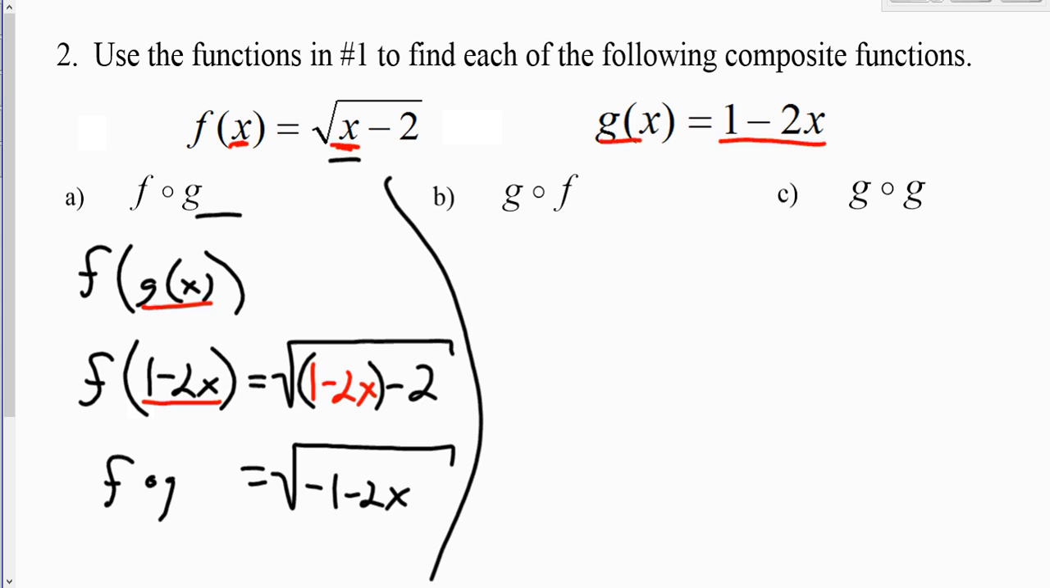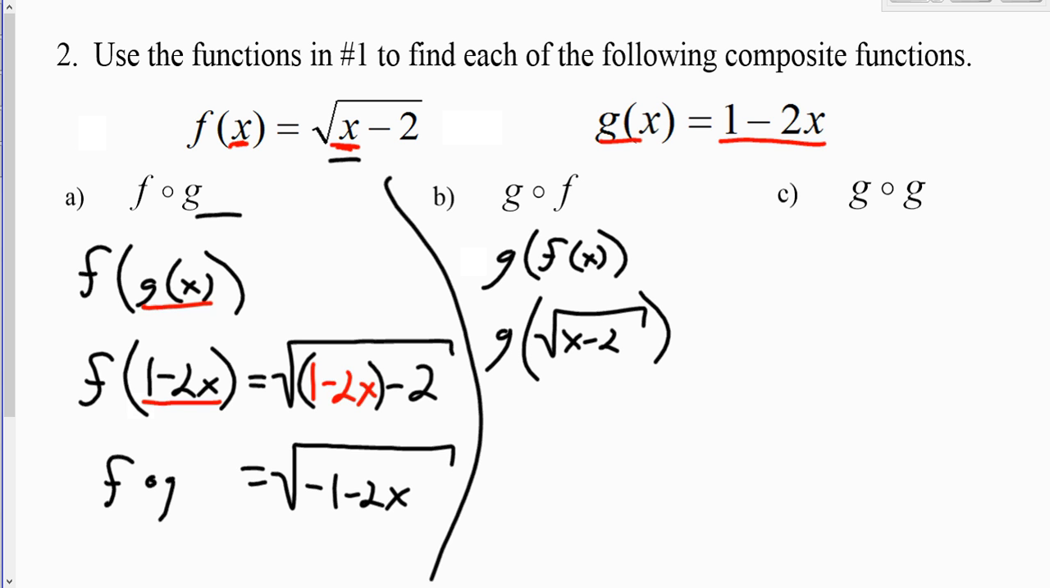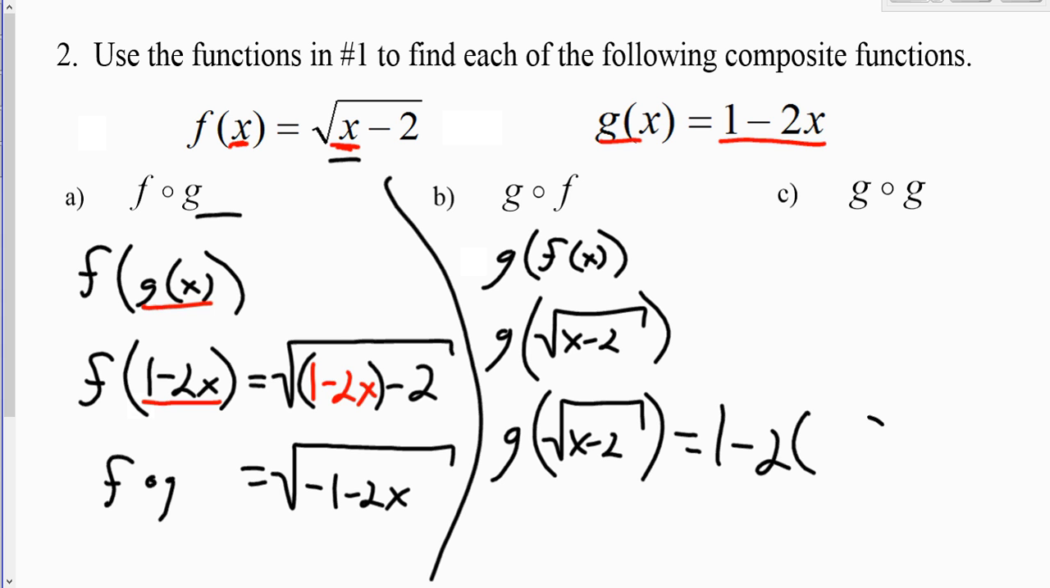Okay. Here I can do g of f, so I'm going to again write it g of f of x. Well, f of x I can substitute in as the square root of x minus 2. Now I'm going to rewrite g of the square root of x minus 2. And everywhere I see an x in the g equation, I get 1 minus 2. Well, this x is now being represented by my input. So in here, I've got to put the square root of x minus 2. I can clean this up a little bit, and I get 1 minus 2 times the square root of x minus 2.